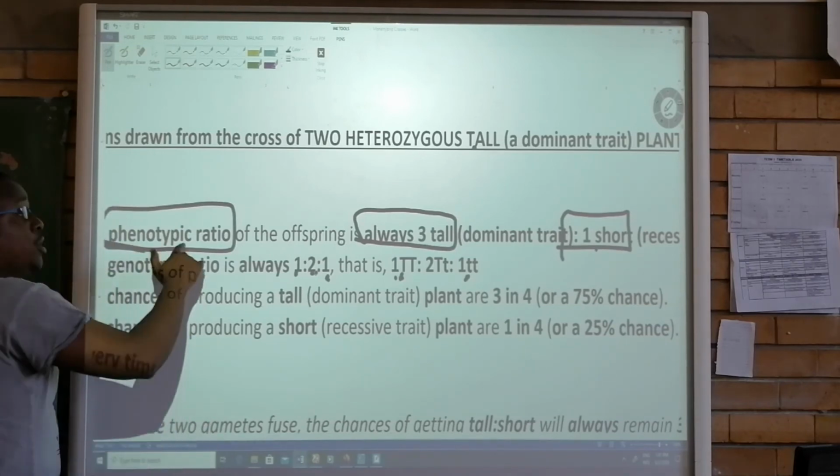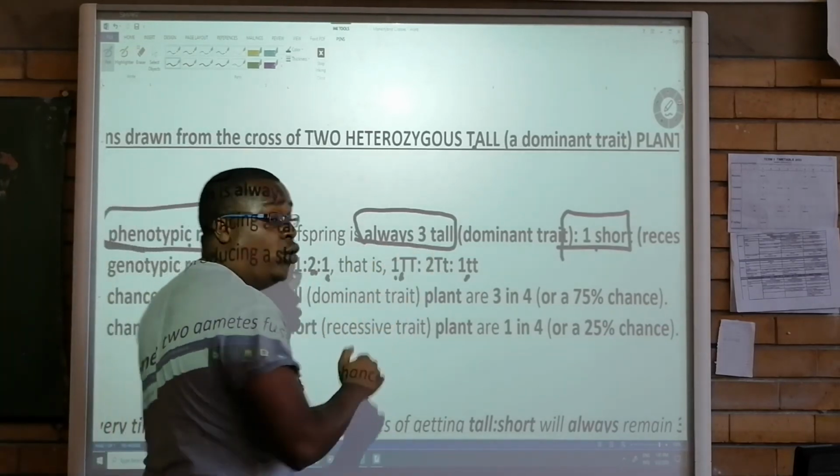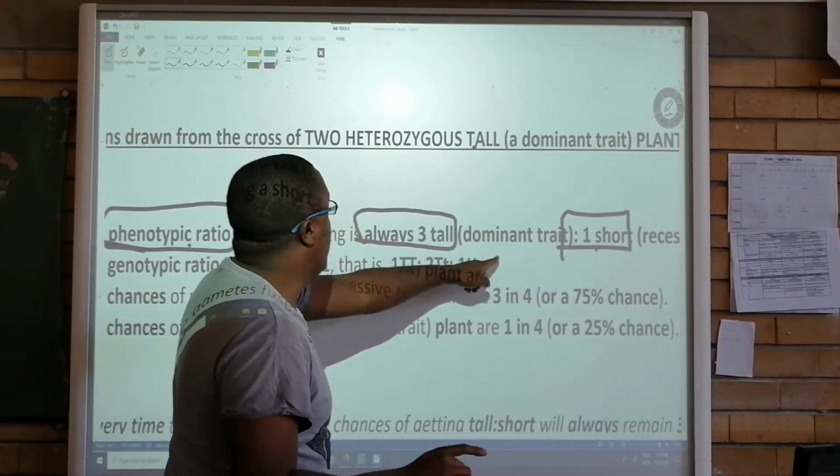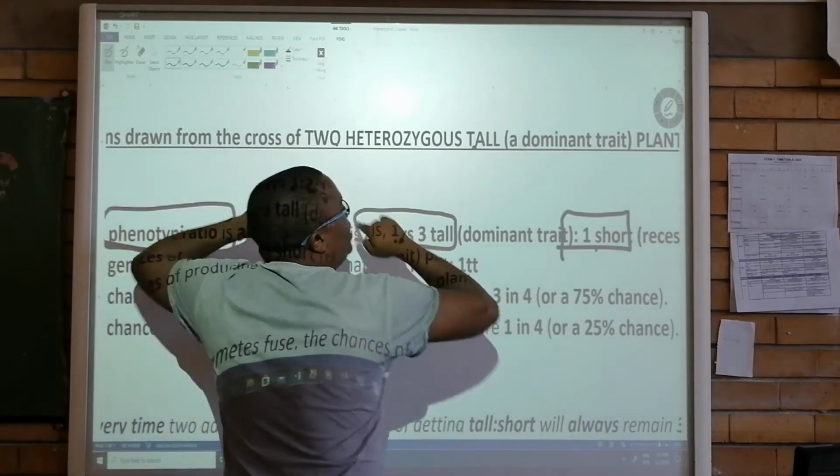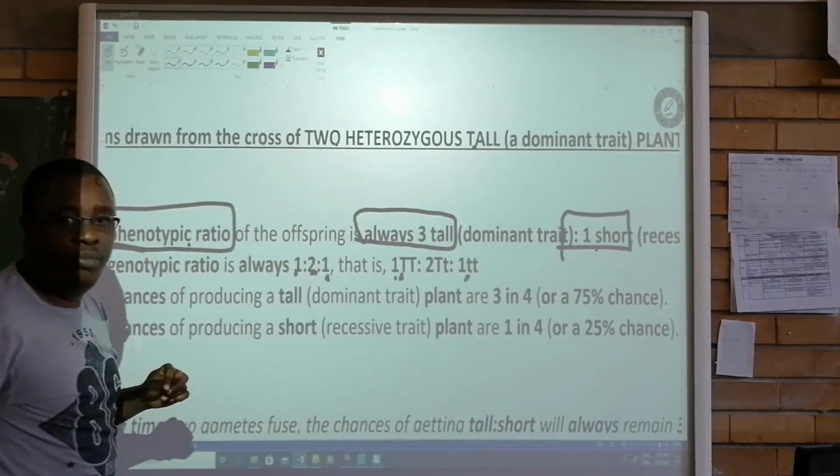So you realize that the phenotypic ratio is always what? 3 tall is to 1 short, when it grows what? When you cross two heterozygous tall pea plants.